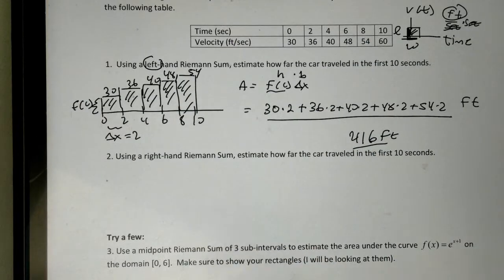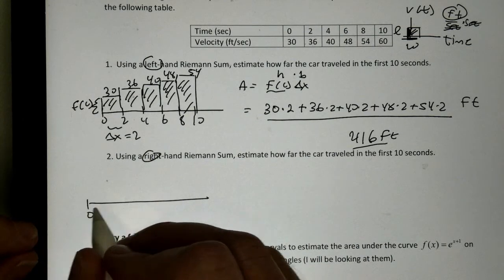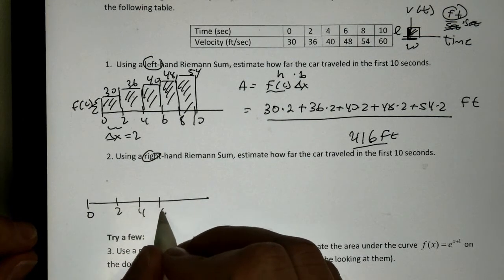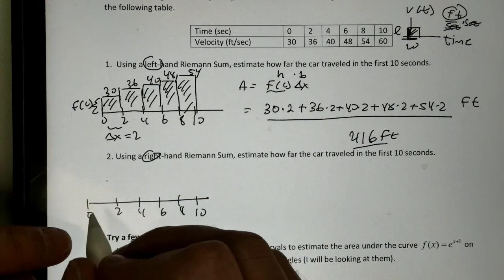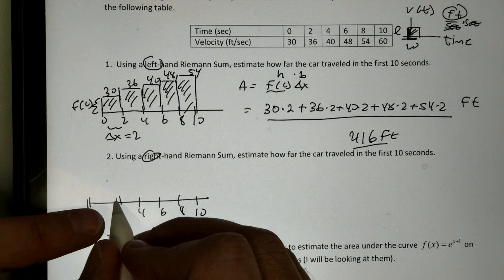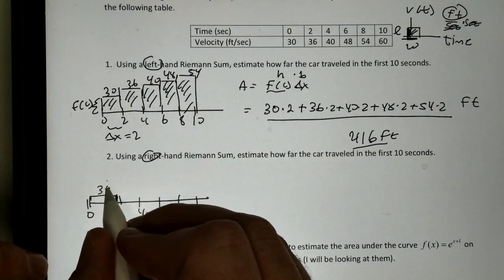Now let's do the same thing for a right Riemann sum. We're going to do the same thing: 0, 2, 4, 6, 8, 10. But now I'm going to pick the number on the right. So if I look between 0 and 2, 2 is on the right, and that's at 36. My first rectangle will have a height of 36.